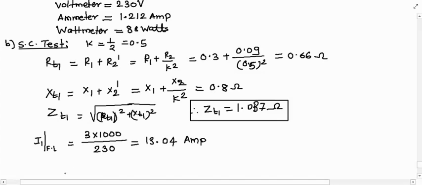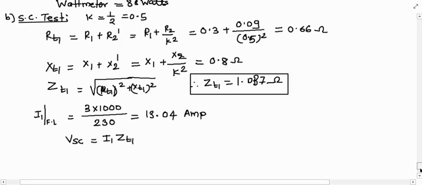Okay. So from this I can find out VSC. VSC is nothing but I1 into ZT1, right? What is I1? We have calculated I1. It is 13.04 into what is ZT1? 1.037. So this much voltage we have to apply across the primary winding so that the ammeter connected in the primary will show its full load current.